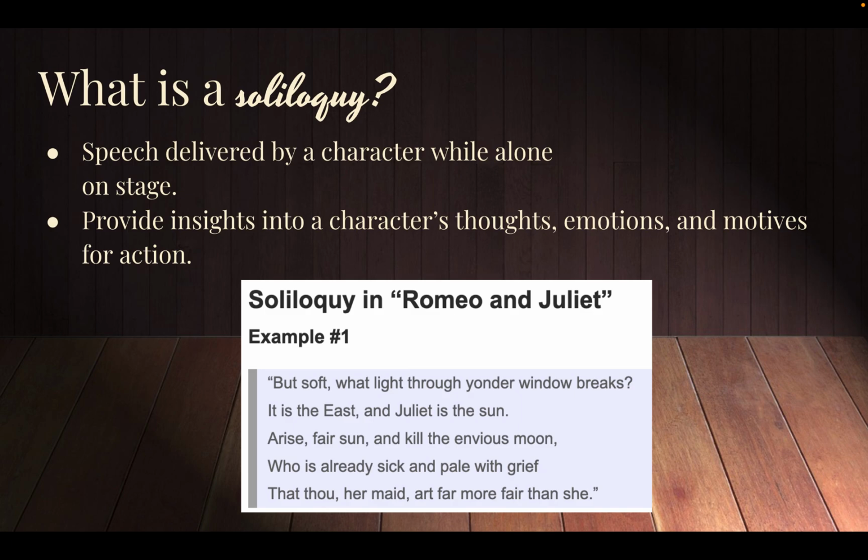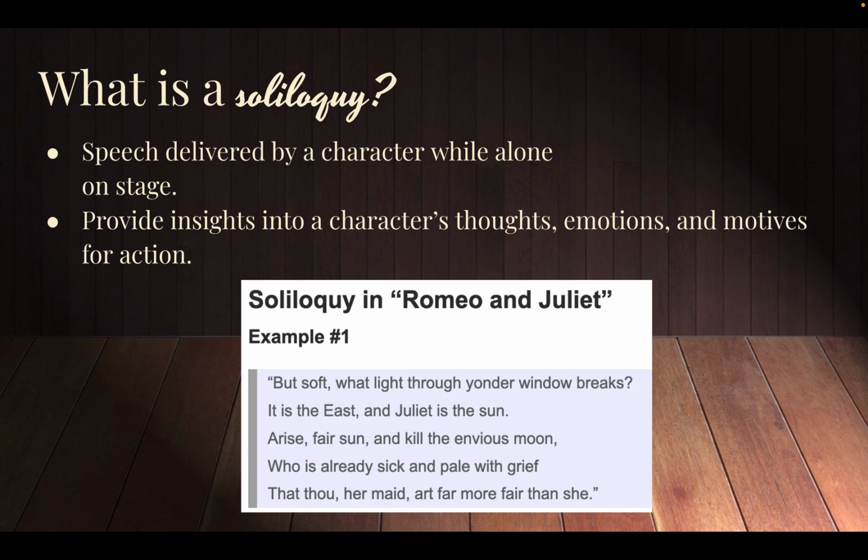But soft, what light through yonder window breaks? It is the east, and Juliet is the sun. Arise, fair sun, and kill the envious moon, who is already sick and pale with grief that thou, her maid, art far more fair than she.